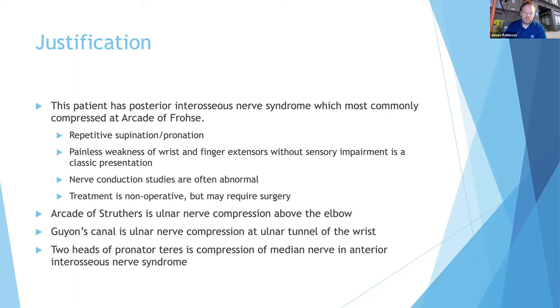The arcade of Struthers is ulnar nerve compression above the elbow. Guyon's canal is ulnar nerve compression at the ulnar tunnel. And the two heads of the pronator teres is compression of the median nerve in anterior interosseous syndrome. So any questions about that?